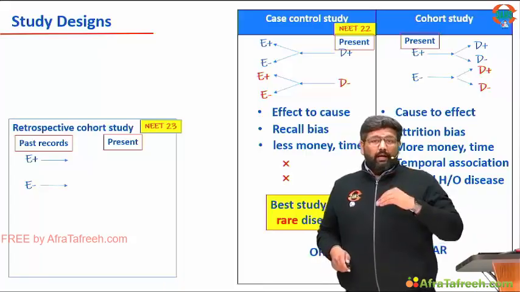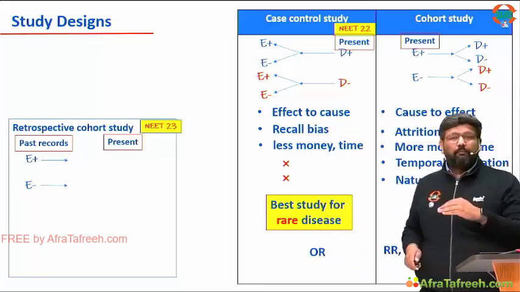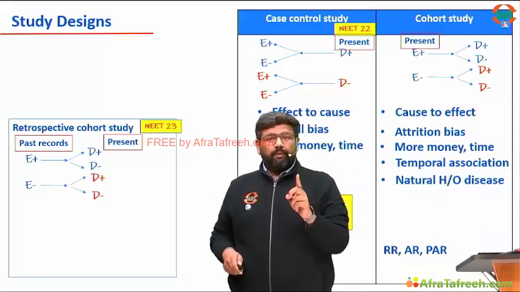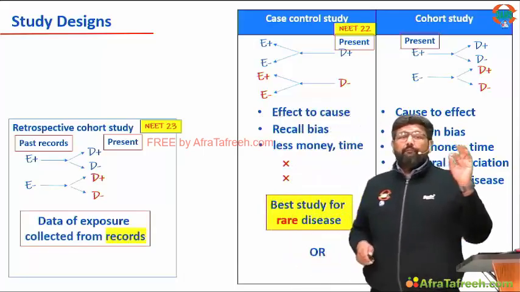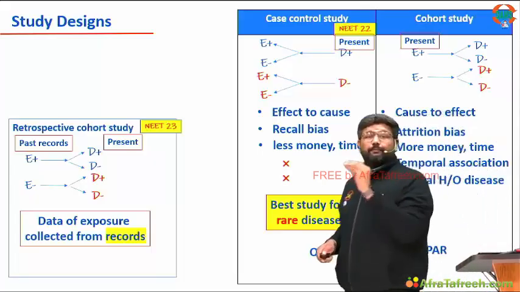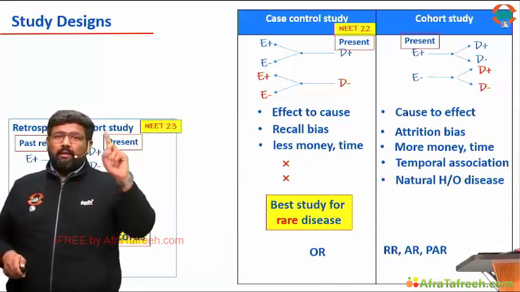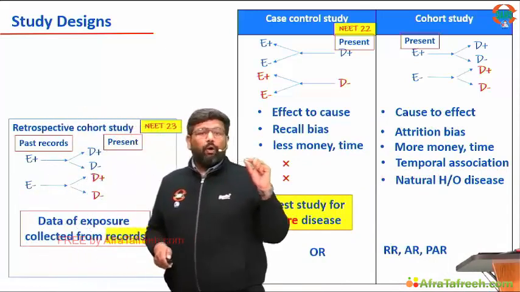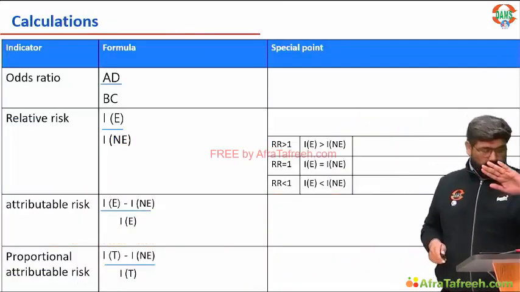Now, today I have a list. I have their phone numbers. Today I am checking whether they developed the disease or not. Understood? My message here is, if you find records in a question, data of exposure from records, most likely it is retrospective cohort. Try to find records. Sorted? So our study designs are sorted.